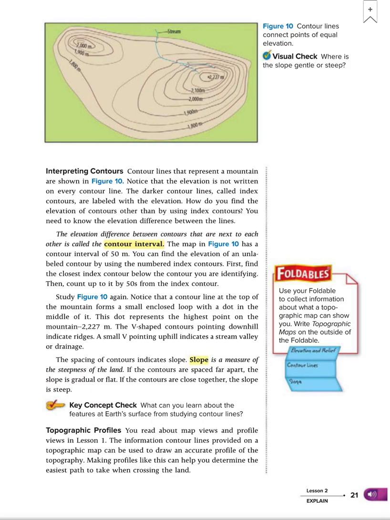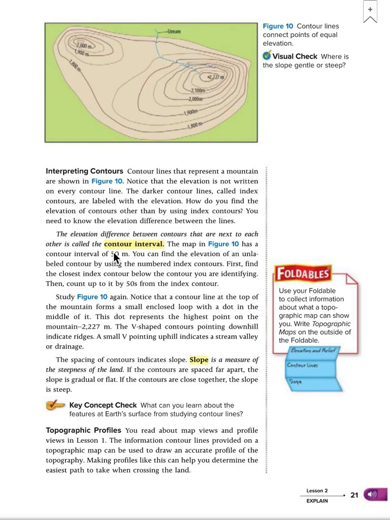Okay, so contour lines represent a mountain shown in Figure 10. So this is Figure 10 here. These contour lines represent a mountain. Now notice that the elevation is not written on every contour line. The darker contour lines, called index contours, are labeled with elevation.